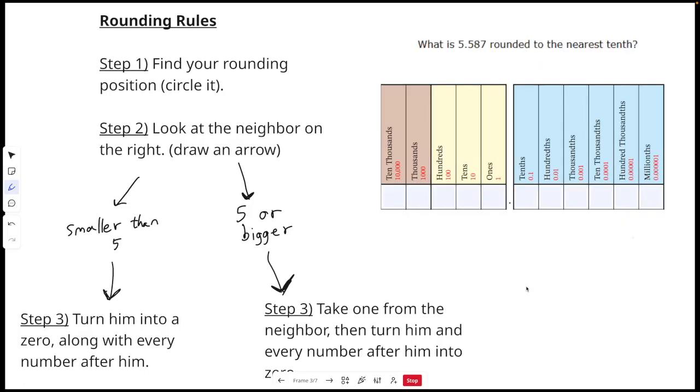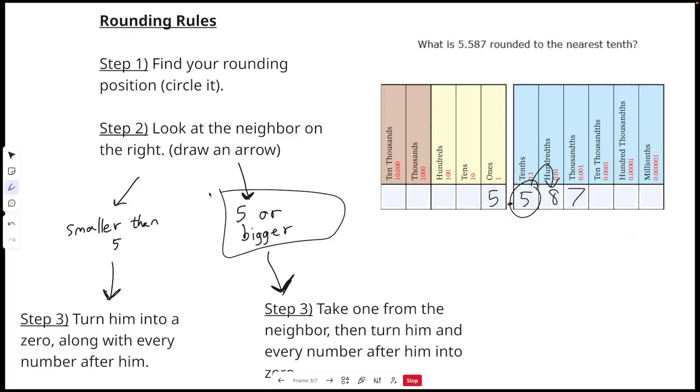All right, let's look at this one. Again, I'm going to put it in the chart to make it easy, 5.587, rounded to the nearest tenths position. So here's the number I'm rounding to. You look at the neighbor, which is 8. In this case, it's 5 or bigger.